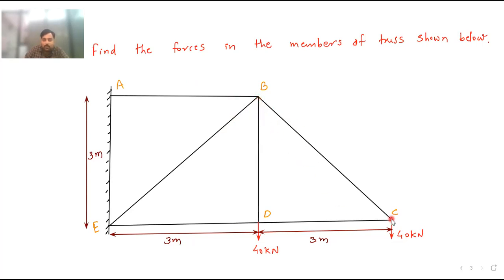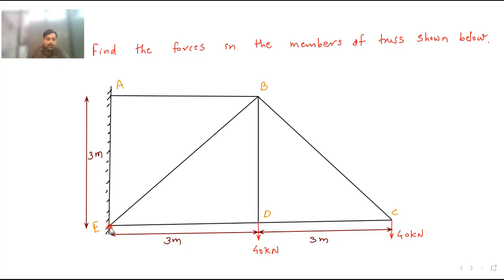Then if you see this point C, C is also a joint. Why? Because at point C you can see member CB is there and member CD is there. So two members are meeting at this point. So this is a joint. At point D, you can see three members are there, DB, DE and DC. So point D is also a joint.